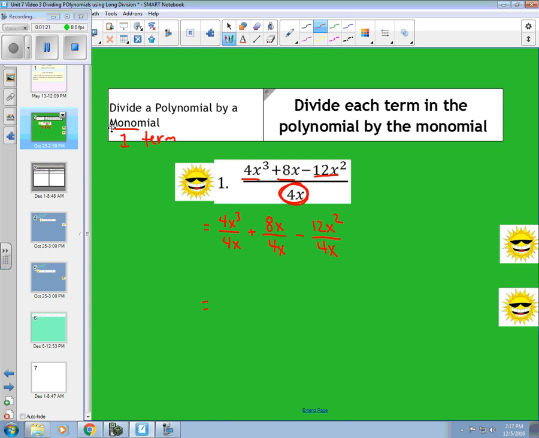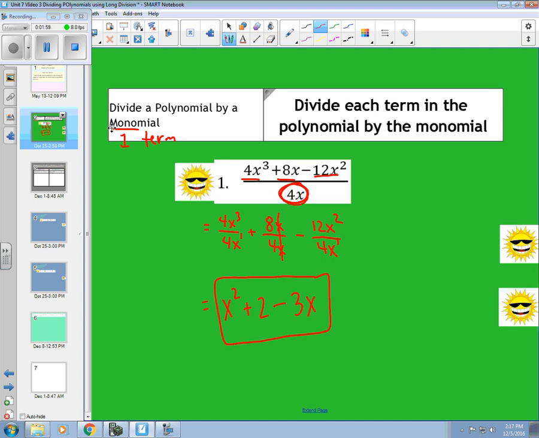So on the first one, 4 divided by 4 is going to be 1. X cubed divided by 1x. Remember, when we're dividing with exponents, we subtract. So 3 minus 1 is 2, so that would end up being just x squared. On our next one, 8 divided by 4 is 2. X's cancel out, there's no x's left, so it's just plus 2. On our last one, minus 12 divided by 4 would be 3. And then x squared and x to the first, if we subtract those, that's 1x. So that would be our answer here.